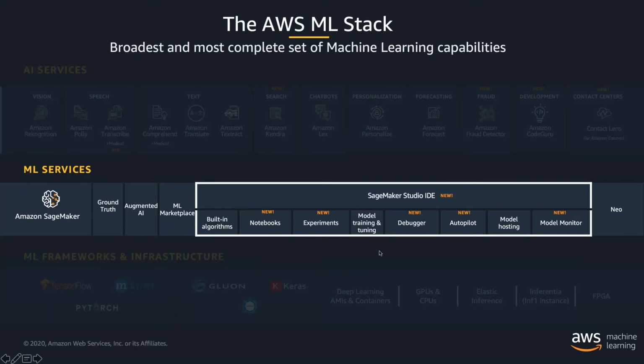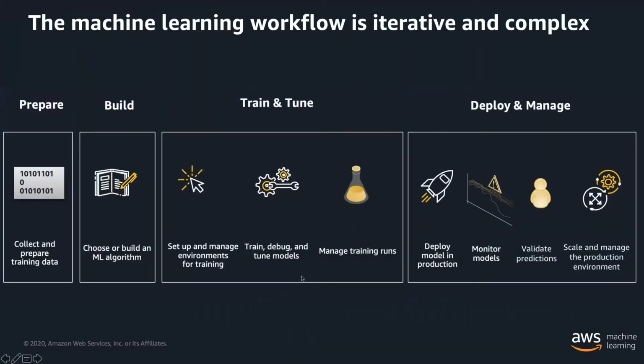But before going too deep into the service, I'm going to take a step back and explain again the machine learning workflow and how it looks today. On the left, you have first a prepare phase. A machine learning project will always begin with the collection of data and the preparation of this data. So we will transform the data, reformat it in order to be able to use it then in the build phase.